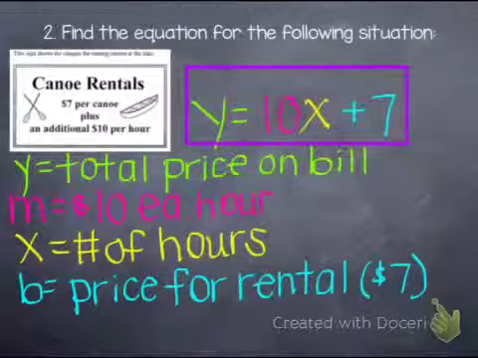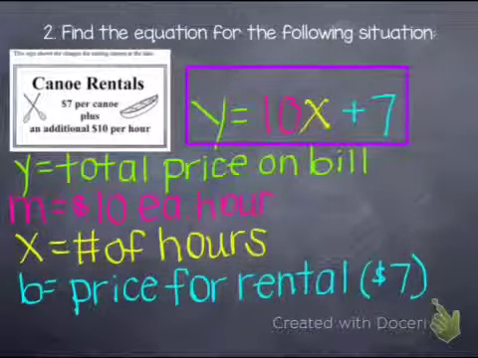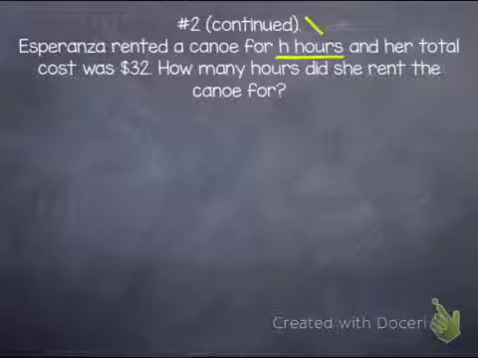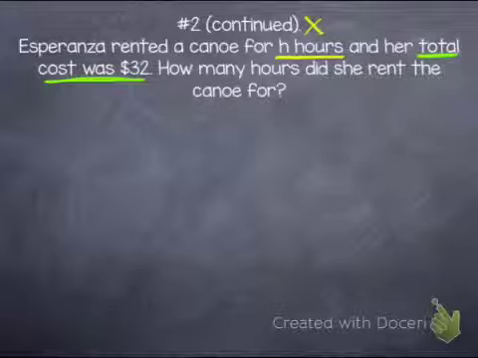So now this question's actually continued. We want to do it in a situation. So Esperanza, from my first period, rented a canoe, and she rented it for h hours. So we do not know her hours. So that's our x actually, but they're going to call it h. But we do know that her total cost was $32. So they're giving us a y.